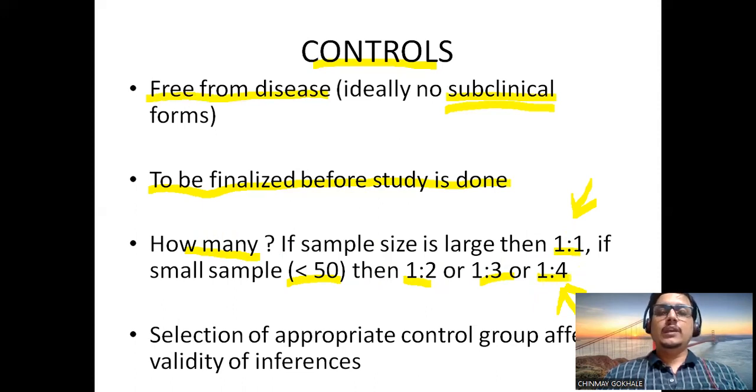In fact, I would say in epidemiological considerations, wherever you see a ratio, unless proven otherwise, the smaller number, which is invariably 1, refers to the diseased population or the cases, and the larger number, which may be 1, 2, 3, 4, 10, 15, 20, whatever, is the controls or the comparison group. Please remember that. Very, very important to remember that. Now, selection of an appropriate control group affects the validity of inferences. What we mean by appropriate is coming very soon.